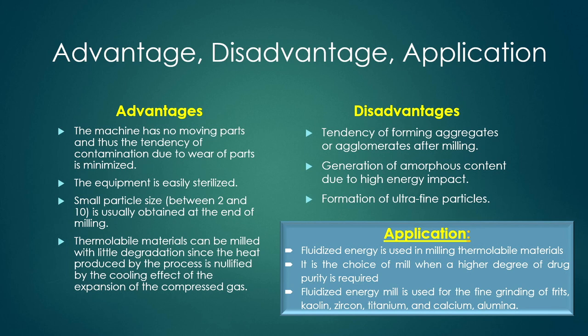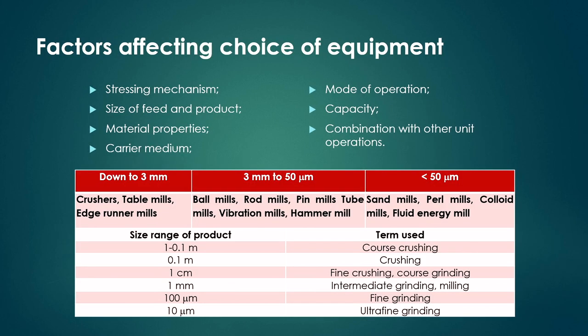The disadvantages are the tendency of forming aggregates or agglomerates after milling, generation of amorphous content due to high energy impact, and formation of ultrafine particles. This type of fluid energy mill can be used for thermolabile materials. It is the choice of mill when a higher degree of drug purity is required.